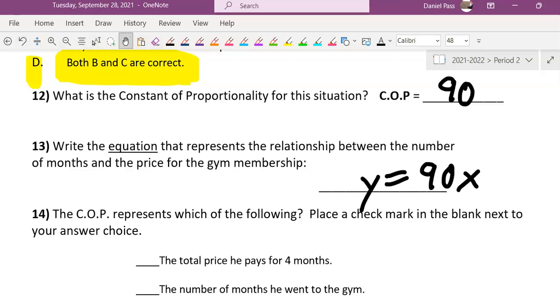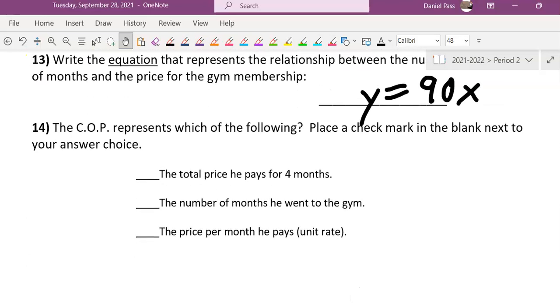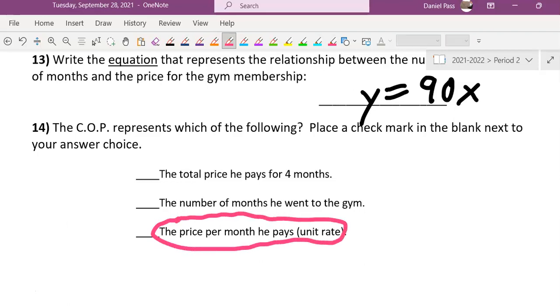Okay, tell us how you did this last one, please. So for the last one, should I just say the answer? Well, no, read through it. The constant of proportionality represents which of the following? Which one of these does the constant of proportionality actually mean in the problem? The number 90. It means the price per month he pays. Well, let's read through the first one. Does it mean the total price for 4 months? Does he pay $90 for 4 months? No. Does 90 mean the number of months? Did he go for 90 months? No. God, I hope not. So it makes sense because this is true, huh? It's the amount per month he paid. You got it.